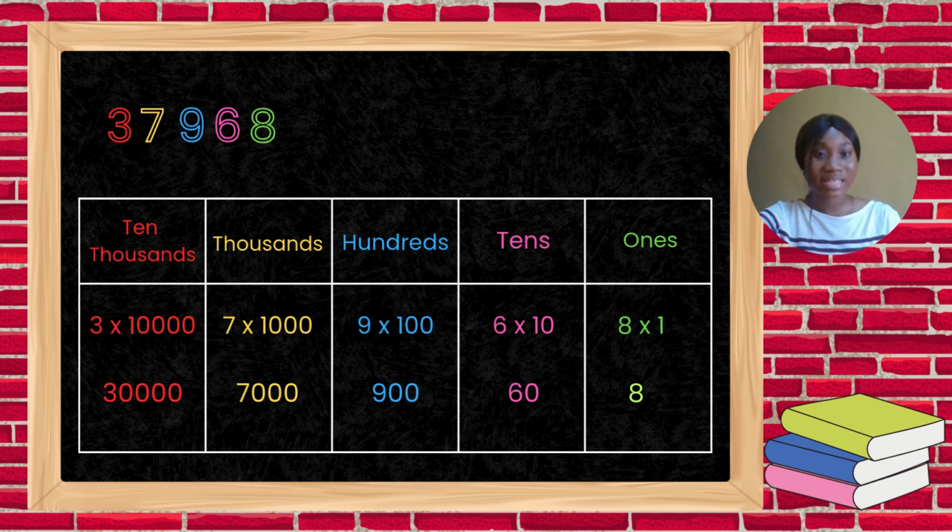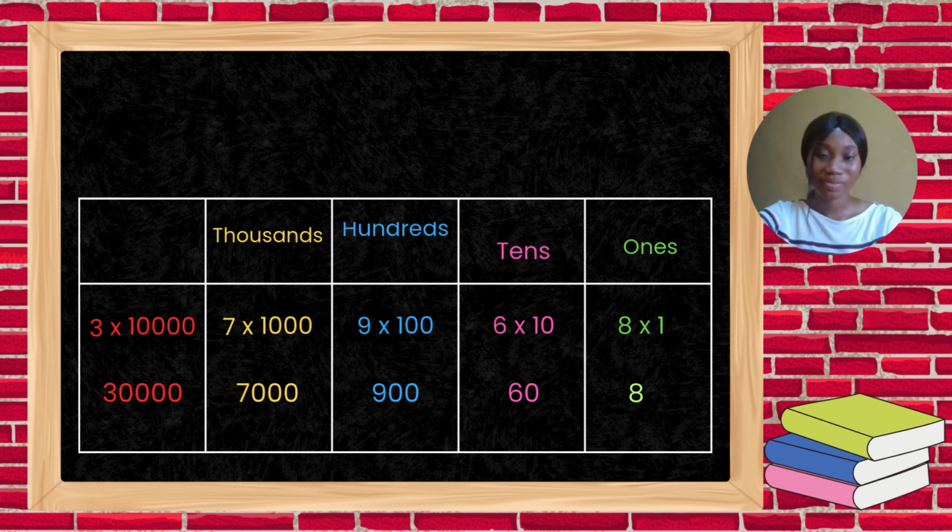Next, I have the 10,000th position, and the number standing in the 10,000th position is 3. So 3 times 10,000, that gives me 30,000. So the name of digit 3, or the value of digit 3, is going to be 30,000. So when I add up all of those numbers, the number gives me 37,968. So that is place value of a number.